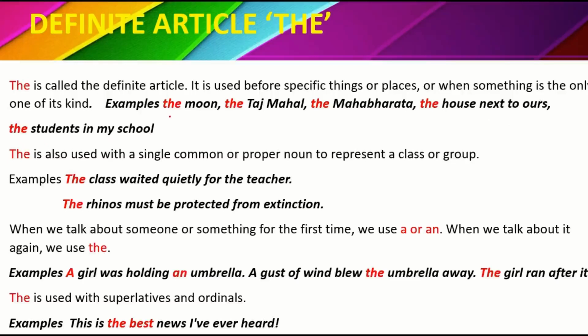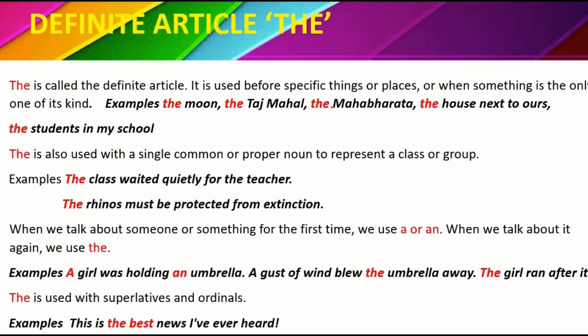Now look at these examples. The moon. There is only one moon in this world, right? So we have to use "the". What about Taj Mahal? Is there any other Taj Mahal in the world? No, there is only one Taj Mahal in the world, that is in Agra. It's the name of the monument, so we have to use "the".